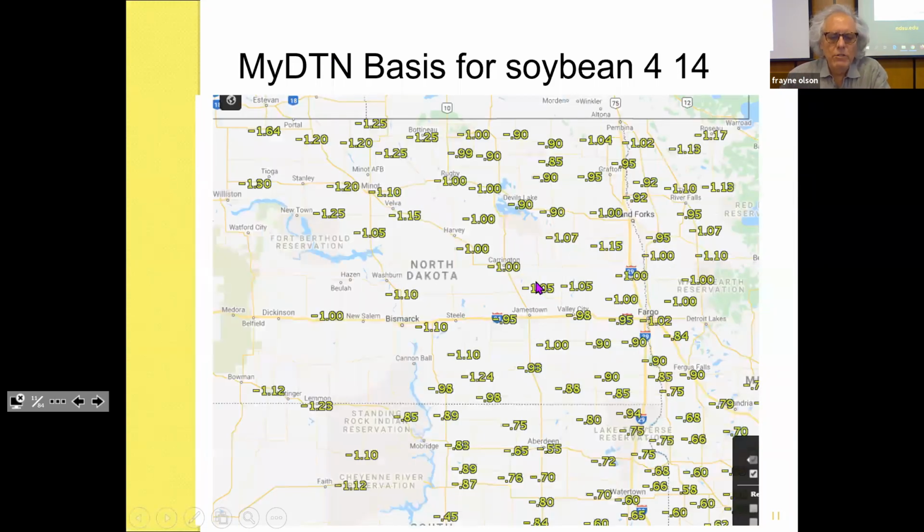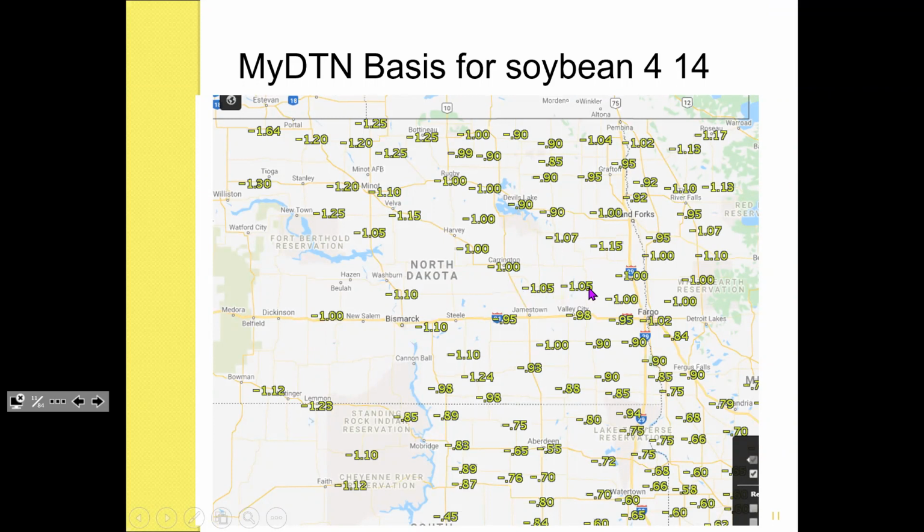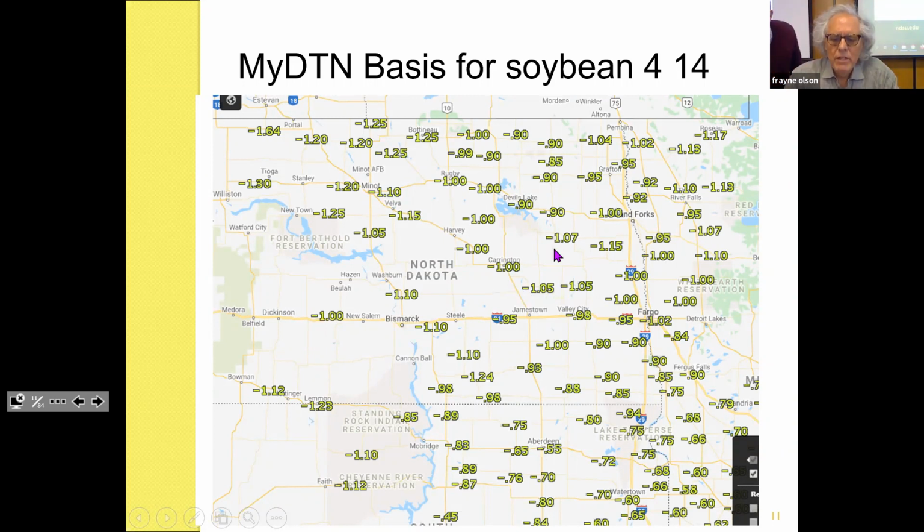So, okay, here's a blow up in the case of North Dakota. I just blew it up, is all I did. I always like to look at Jamestown because my students all go to work for Gavilon and a lot of them are out in that area. So you can see they're right at about $1.05 under. We'll come back to that in a blow up historic in a moment. But that's what I'm referring to. So this is the current basis as of yesterday in North Dakota.